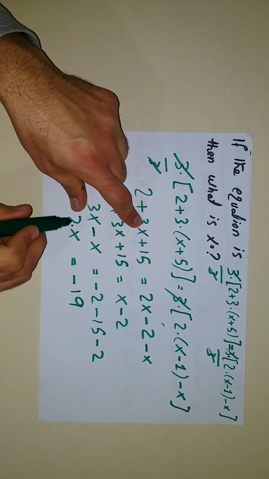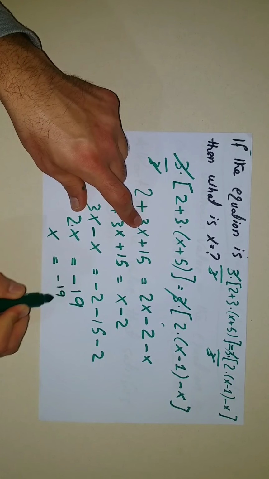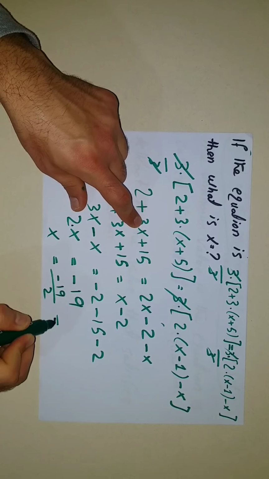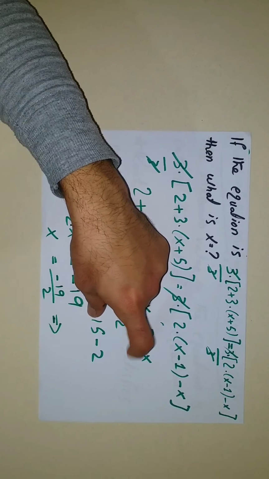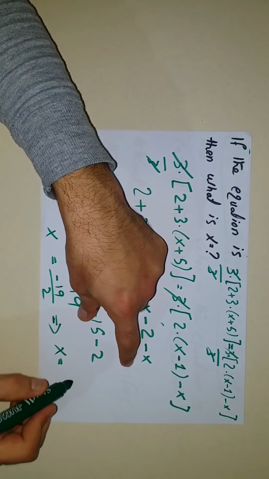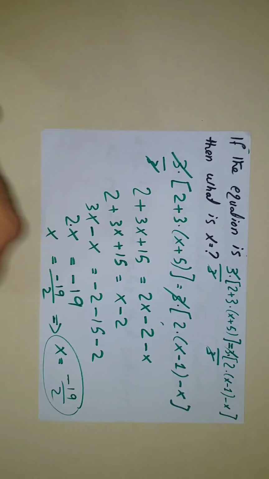So now I will transfer this 2 to the other side of the equation. It will be minus 19 divided by 2. So the value of x will be minus 19 divided by 2, because 19 can't be divided by 2. So that's why it will remain like this. So the value of x is equal to minus 19 divided by 2.